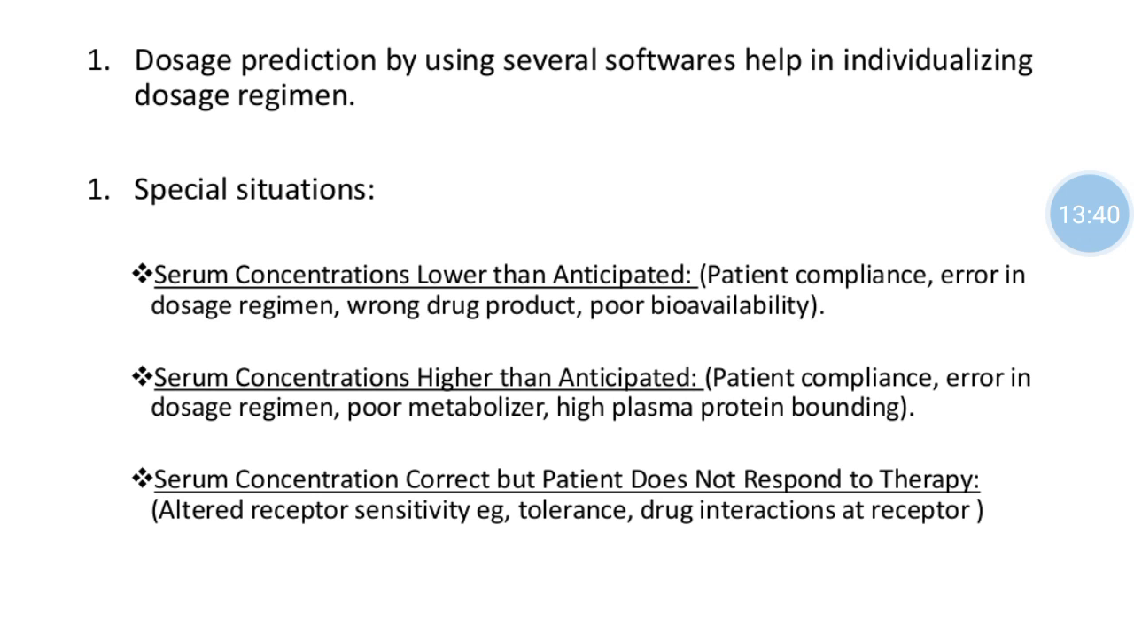Then drug interaction at the receptor: two or three drugs are mixed at the receptor and the receptor cannot accept the particular required drug. That is also a cause of serum concentration correct but patient not responding to therapy. So these are all parts of therapeutic drug monitoring, which is very important in terms of drug toxicity and drug abuse. That is the end of the third part of the topic, therapeutic drug monitoring.